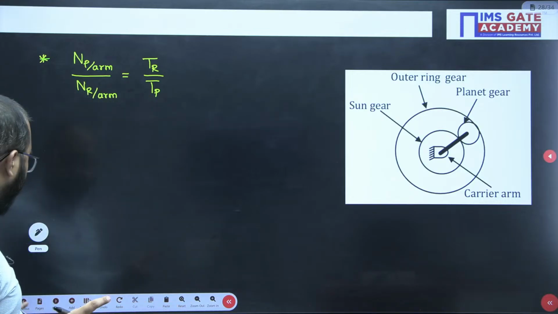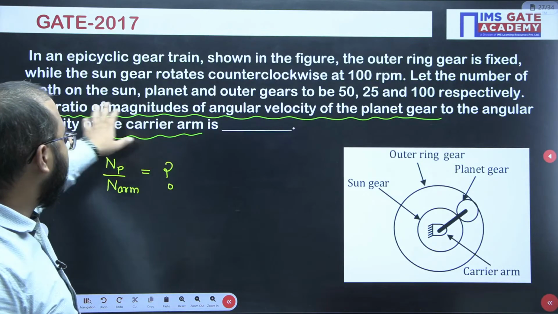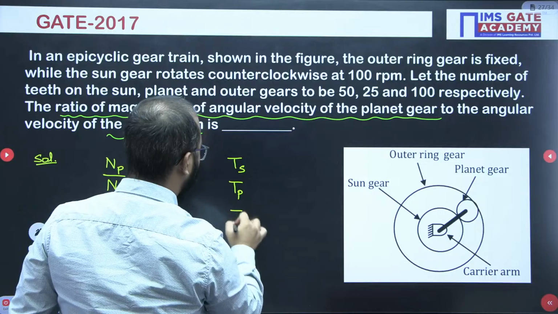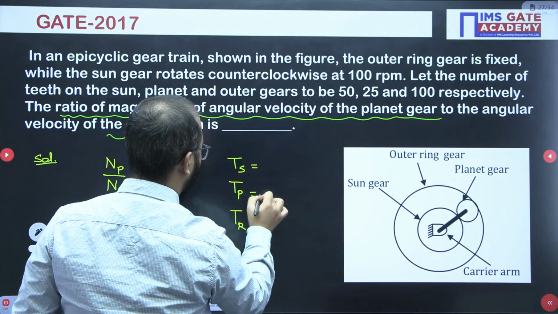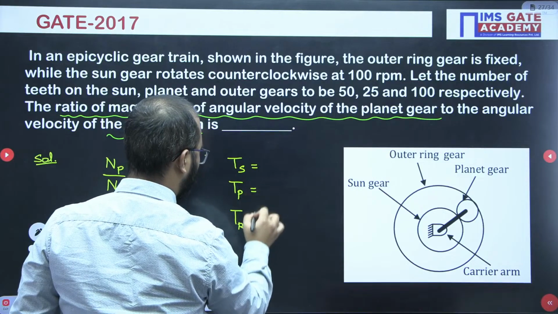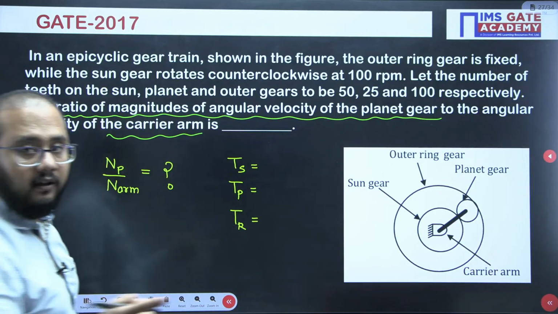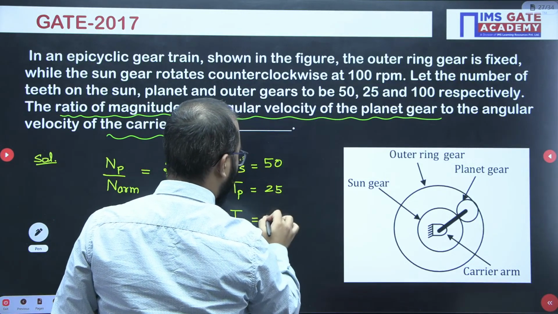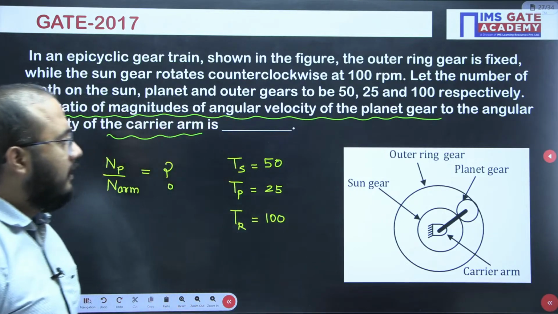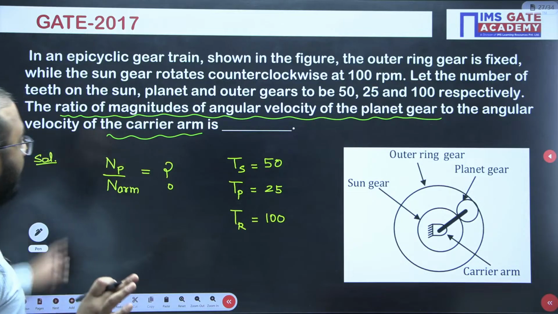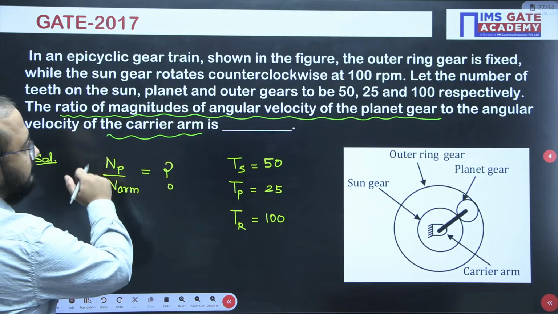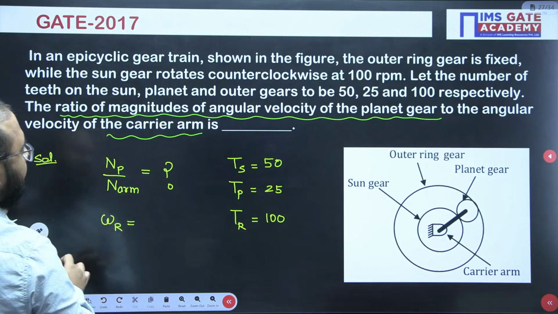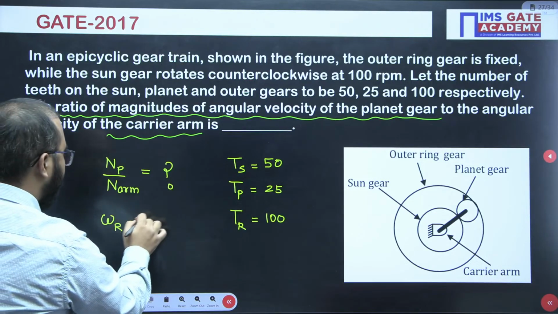Now in the question, see, the number of teeth on the sun, planet and outer ring gear: first TS, then TP, then TR. So 50, 25, 100. For the sun it is 50, then 25 for the planet, and then 100 for the ring gear. Clear everyone? Outer ring gear is fixed, that is 0.